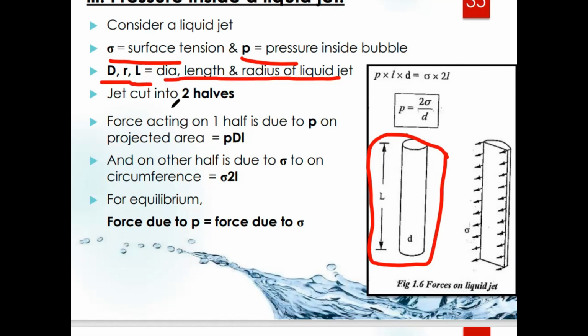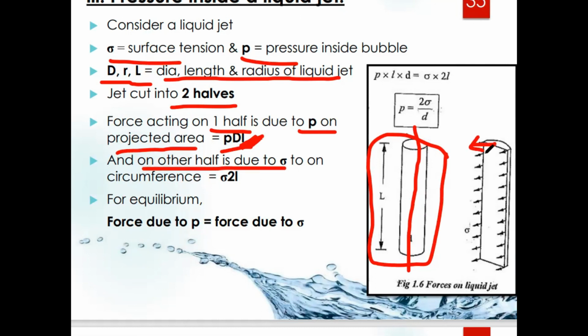Here also we'll cut this liquid jet into two equal parts. The force which acts on one half is basically due to the internal pressure P, which acts on the projected area, which is nothing but D into L. Here the area is not pi d square by 4 because it is a cylinder, the jet looks like a cylinder. So the force acting on one half of the jet is due to P, which is given by P into D into L. Whereas on the other half, it is due to surface tension, which acts on the circumference.